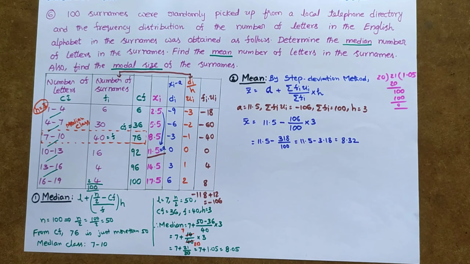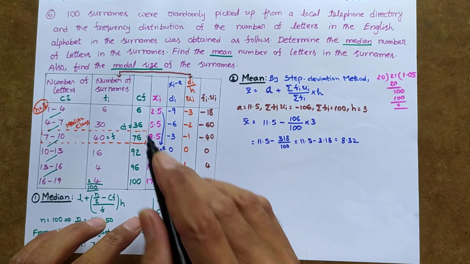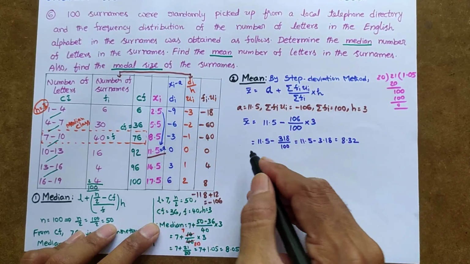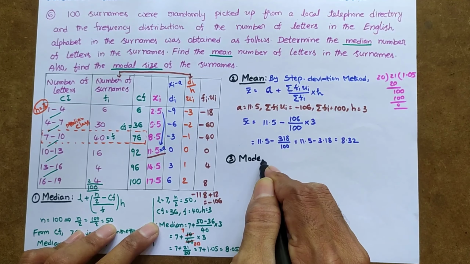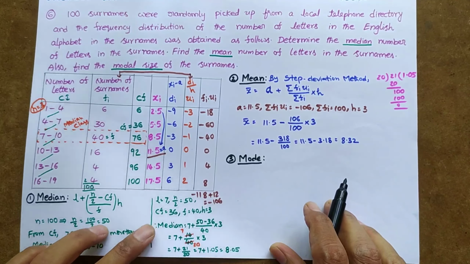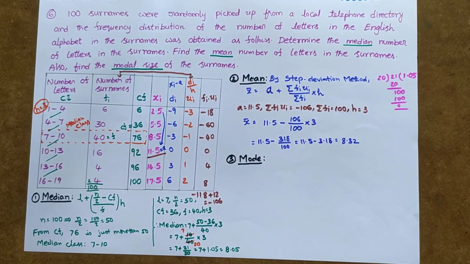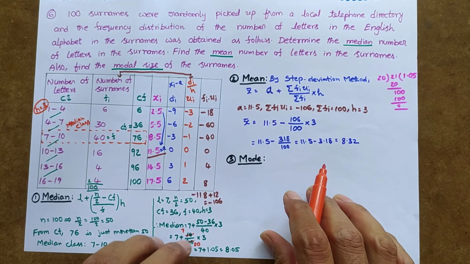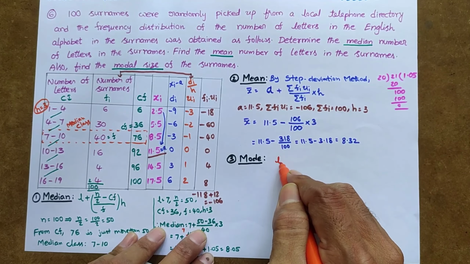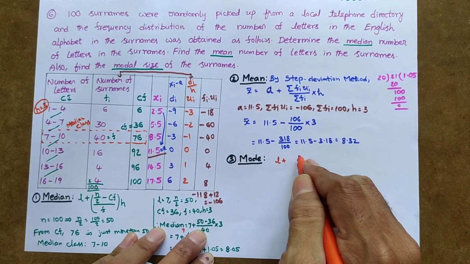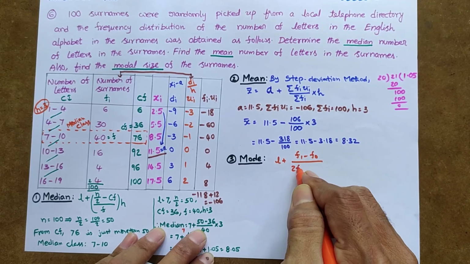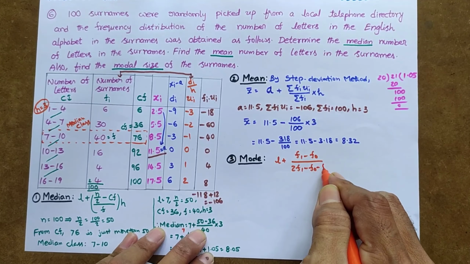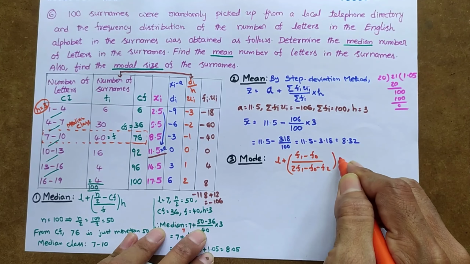Now the next one is finding modal size of the surnames, that is nothing but mode. So here let us find mode. Now let us write the formula for finding mode. The formula for finding mode is L plus (F1 minus F0) by (2F1 minus F0 minus F2) into H.